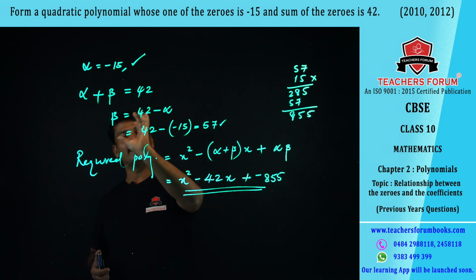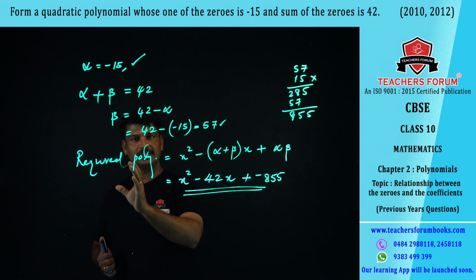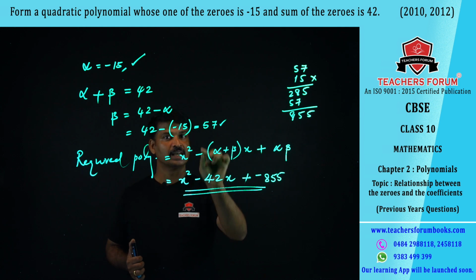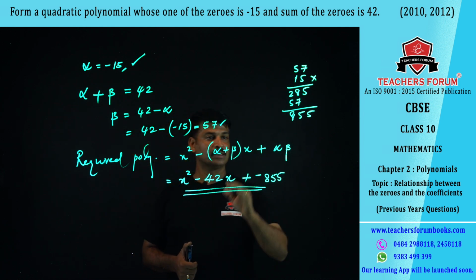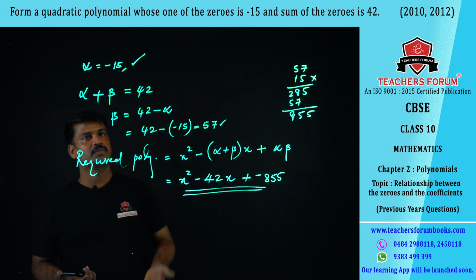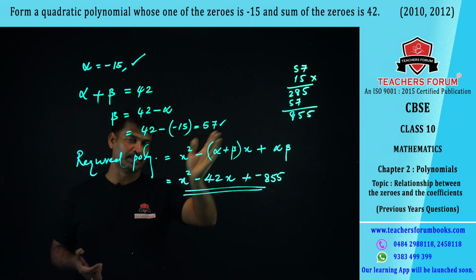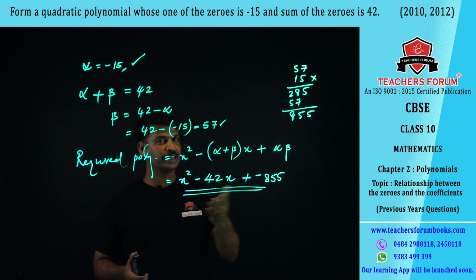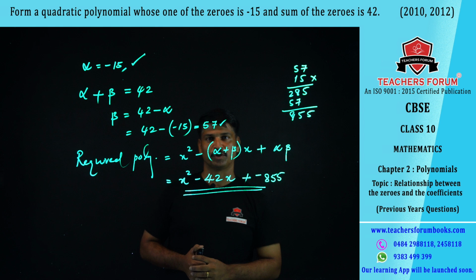Okay, if you know alpha and beta, you can find the required polynomial as x square minus alpha plus beta into x plus alpha into beta. Here alpha was already given. You find what is beta. Just substitute the values in the given equation and you will be getting the required quadratic polynomial.